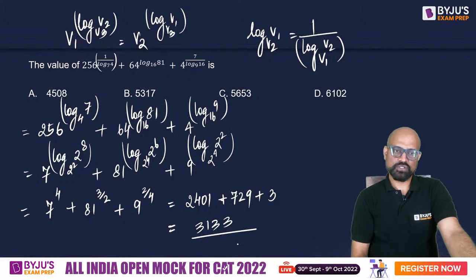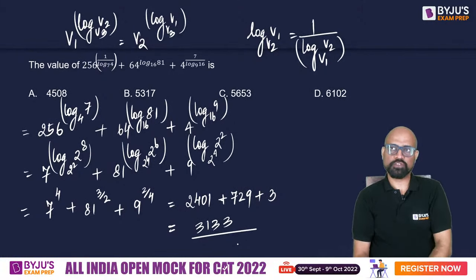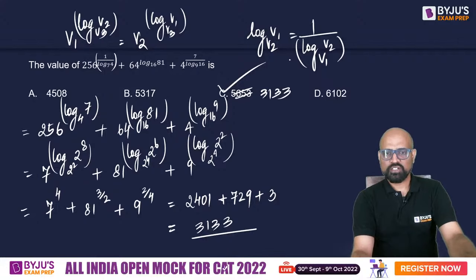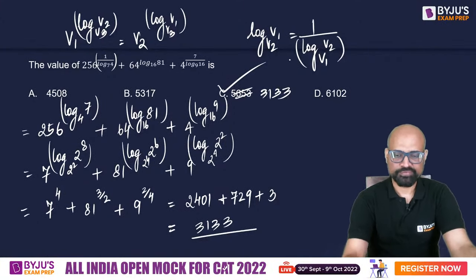256 is 2 to the power 8. Okay, what if I write 256 as 4 to the power 4? So anyways, we'll have 7 to the power 4. 64 as 4 cube and 16 as 4 square, we will still have 3 by 2 only. So looks like one of the options is a miss. So let's take it as 3133, right?